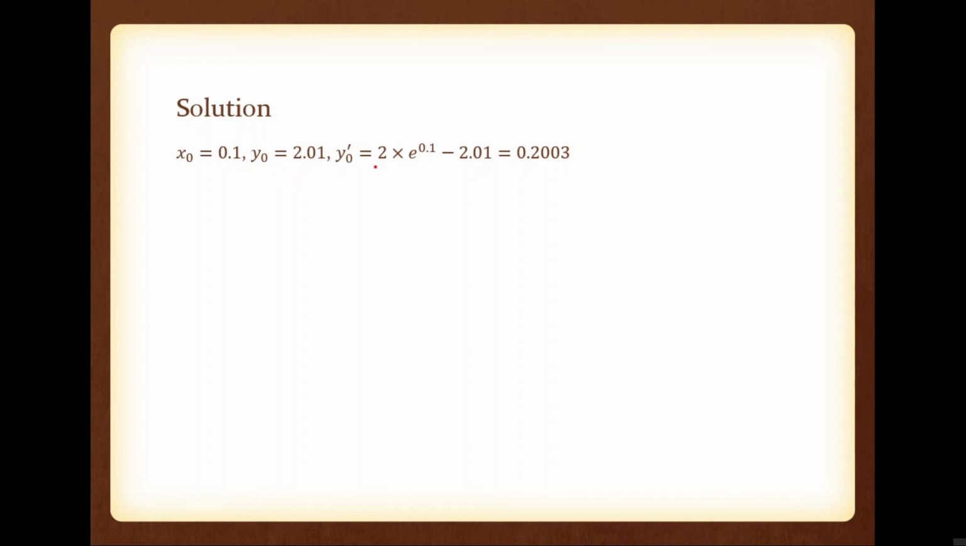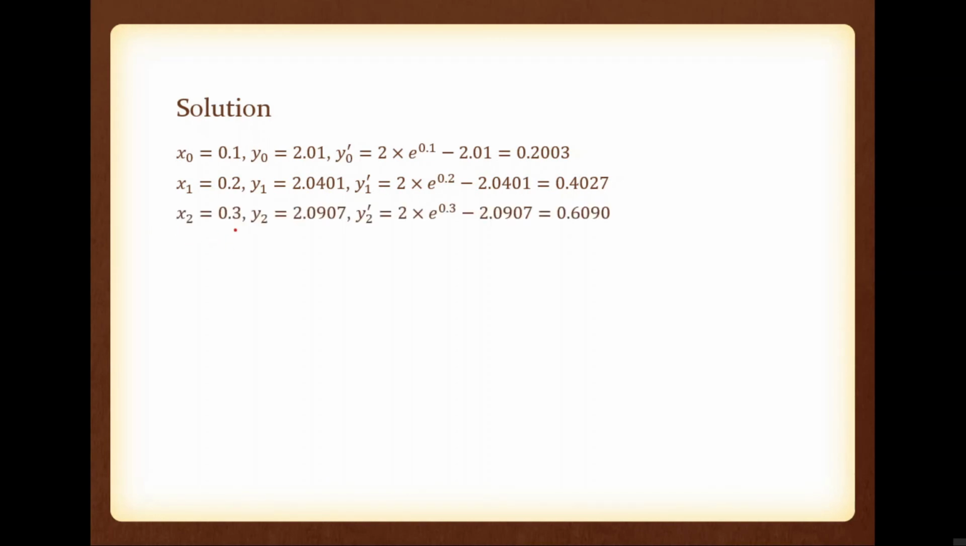So corresponding y0 dash is 2 into e raised to 0.1 minus 2.01, that is equal to 0.2003. We already have these values. Then x1 is equal to 0.2, y1 is equal to 2.0401, y1 dash is equal to 2 into e raised to 0.2 minus 2.0401. So that is equal to 0.4027. And x2 equal to 0.3. y2 is equal to 2.0907. So y2 dash is equal to 2 into e raised to 0.3 minus 2.0907.